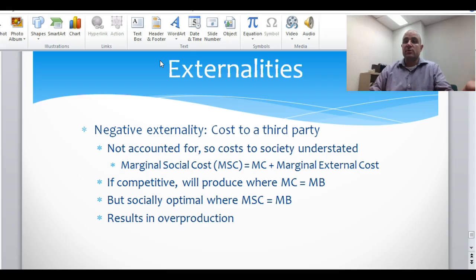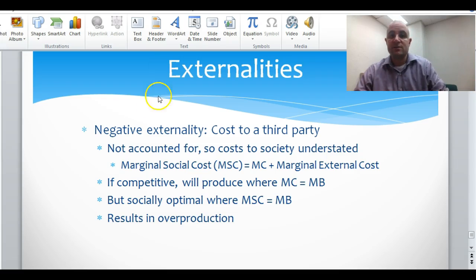Another example is smoking. When it comes to cigarettes, you may not buy it, you may not sell it, but if you inhale it from secondhand smoke, there's a cost that you have to deal with. Now, when we look at negative externalities, these costs on the third party aren't factored in. So when you look at society's costs, they're understated.